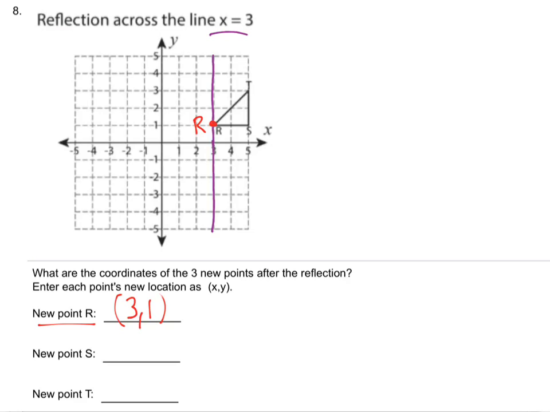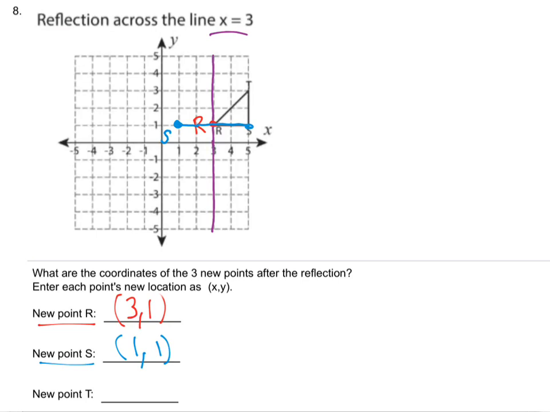Let's now find S. So S goes straight at the reflection line. That's 1, 2, and then 1, 2 to the other side. There's the image S. And what's the coordinates of that? Looks like 1, 1 for that one. Not making that very neat. The image S is at 1, 1.